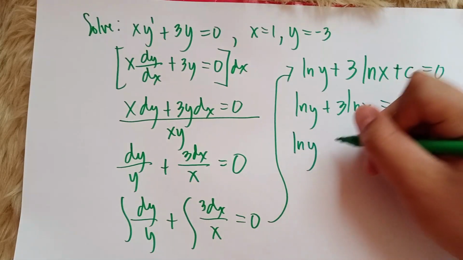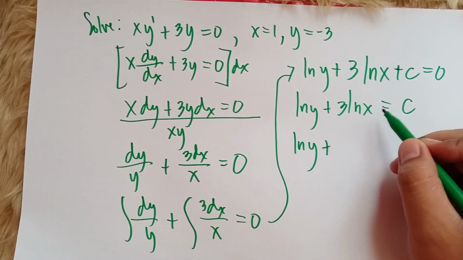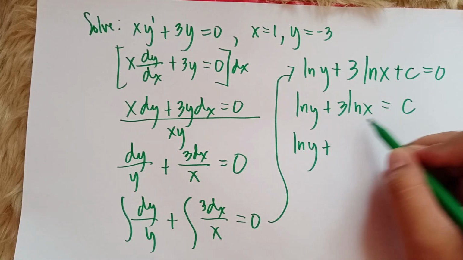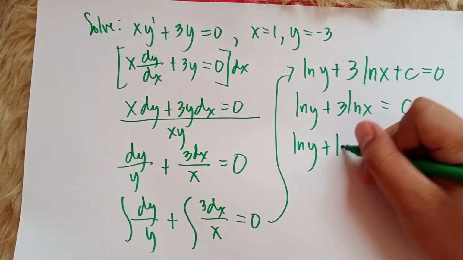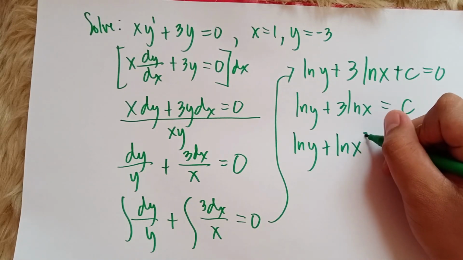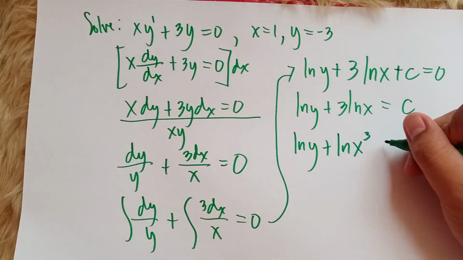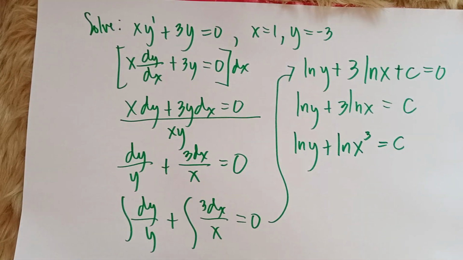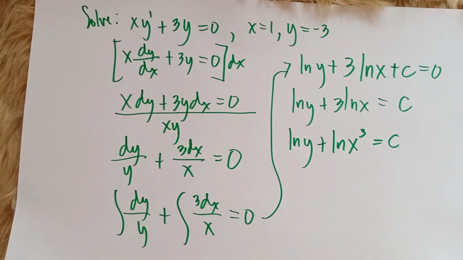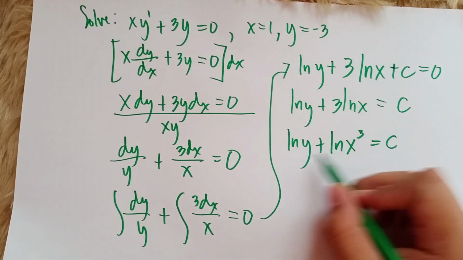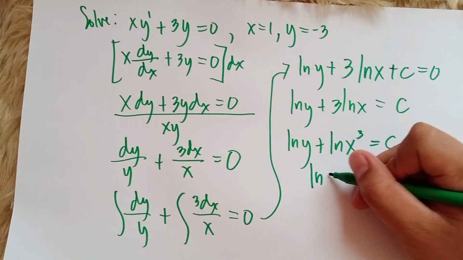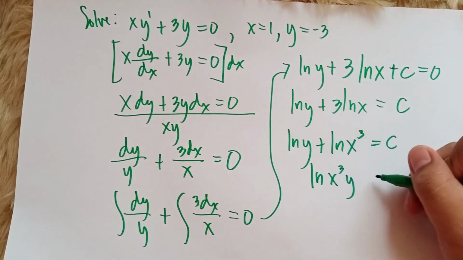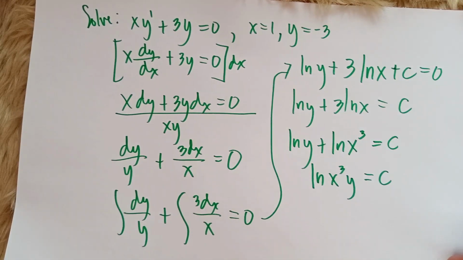So, simplifying this, applying the property of logarithm, sa power rule mga boss, di ba yung 3 times the natural log of x, pwede natin siyang isulat na natural log of x raised to 3. Okay? Review natin mga boss yung property of logarithm natin. Okay, next. Ito, di ba, pag plus, multiply. So, this is equal to natural log of x cubed times y equals c.